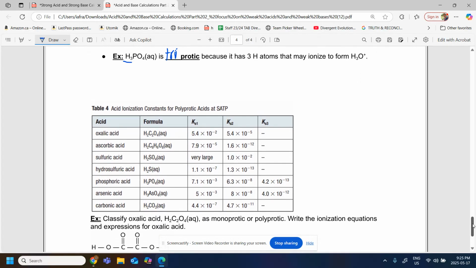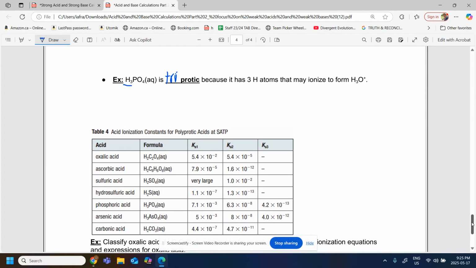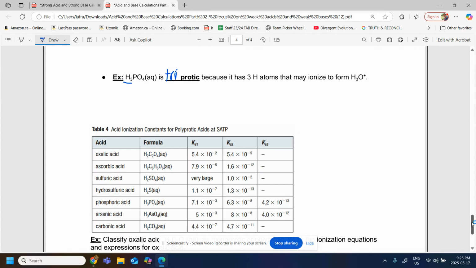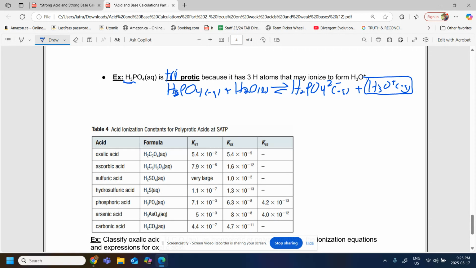Suppose that you wanted to determine the pH of a solution of H3PO4. If you think about it, you would have three ionizations. H3PO4 (aq) plus water produces H2PO4 minus (aq) plus H3O plus (aq). That's the first ionization. You need to figure out this H3O plus using an ice table. But then don't forget this also ionizes.